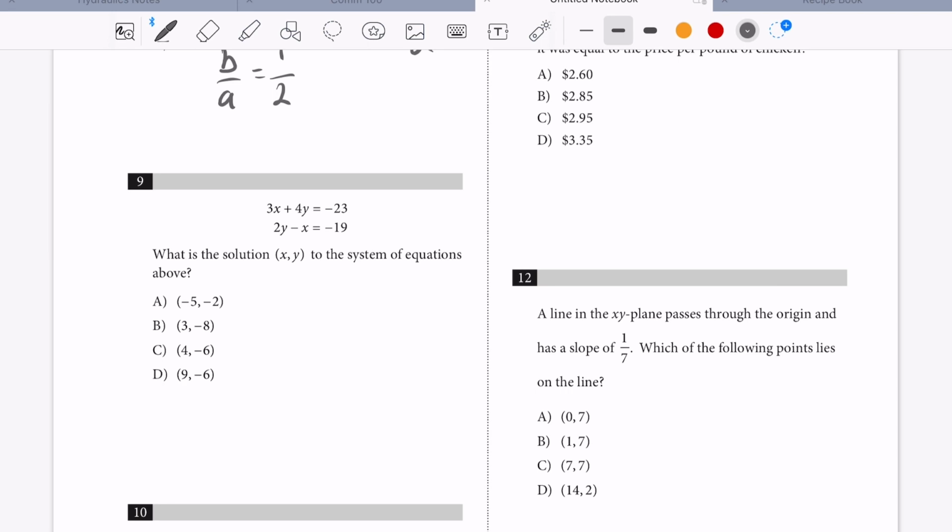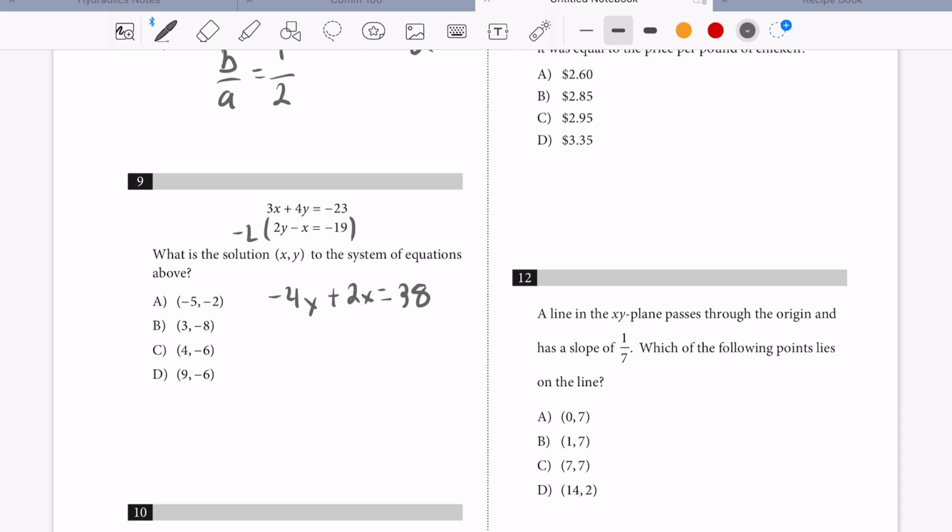What is the solution (x, y) to the system of equations above? Okay, so there's a bunch of different ways you can do this. You can do a substitution, or you can just do an elimination. And I think I'm going to go ahead and just do an elimination by multiplying the second equation by negative 2, because that'll give us a negative 4y, and those terms will cancel. So if we do that, we're going to get negative 4y, minus, plus, actually, 2x equals 38.